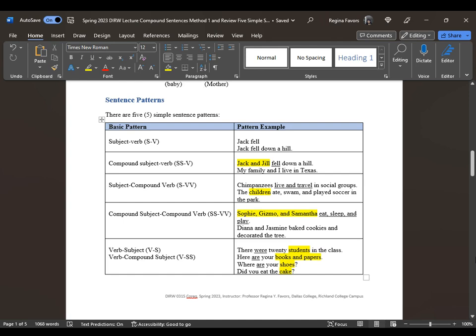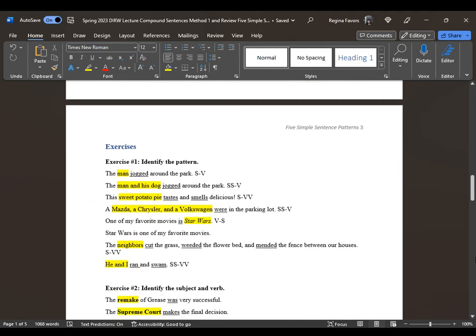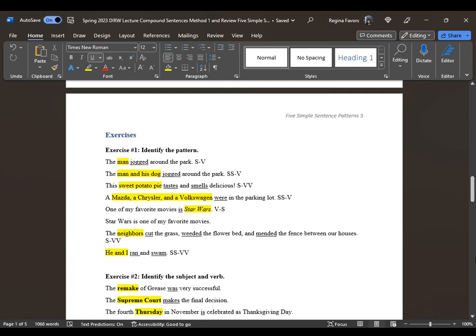You can also download this document on eCampus to further review this material. And then exercises, of course. The man jogged around the park. The man and his dog jogged around the park. The sweet potato pie tastes and smells delicious. A Mazda, a Chrysler, and a Volkswagen were in the parking lot. One of my favorite movies is Star Wars.